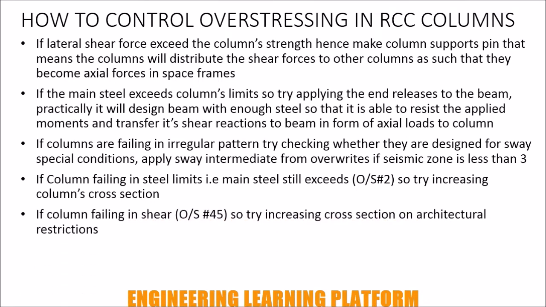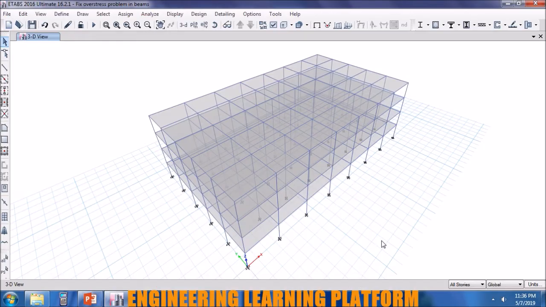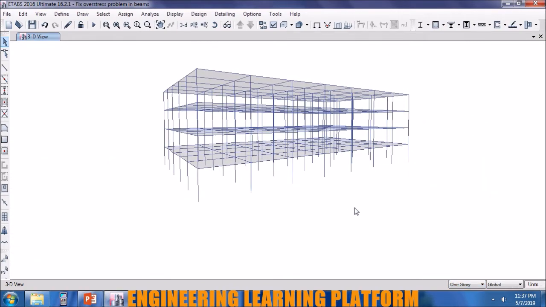If the column is failing in steel limits, i.e. the main steel is exceeding, try increasing the cross section, or if it fails in shear, try increasing the cross section based on architectural restrictions. Also, you need to check the drifts in order to select a particular cross section of the column. Now we will be applying these checks and tips to pass the column.